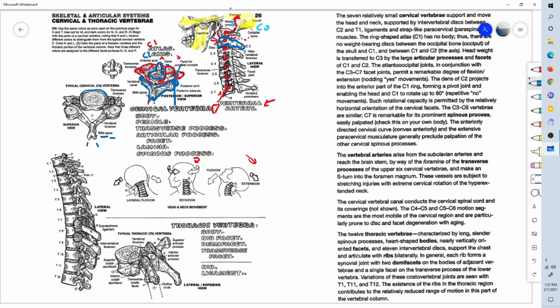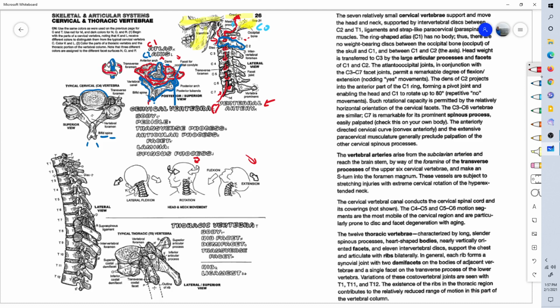So it's underneath C1, and let me finish sort of tracing C1 so we're not confused. C1. Bad job there. But you can see how C1 fits over the top of C2 in this manner. Here's the dens, or that process sticking up out of C2 vertebra. And this represents the atlas, or C1.